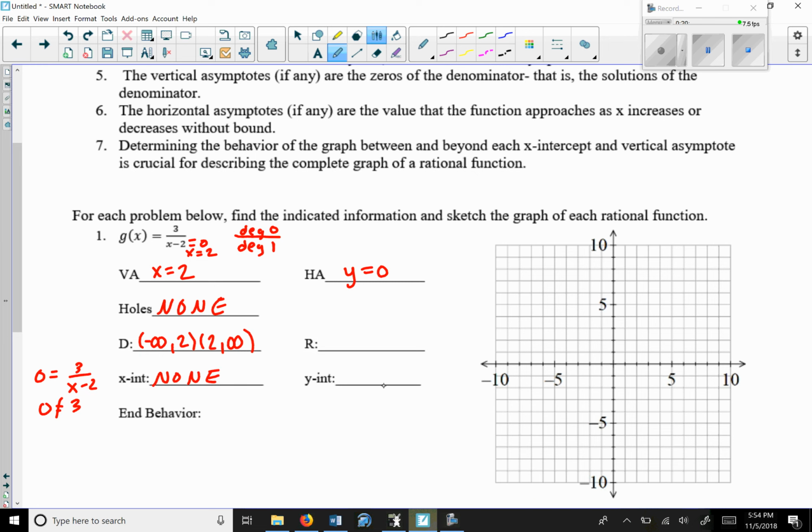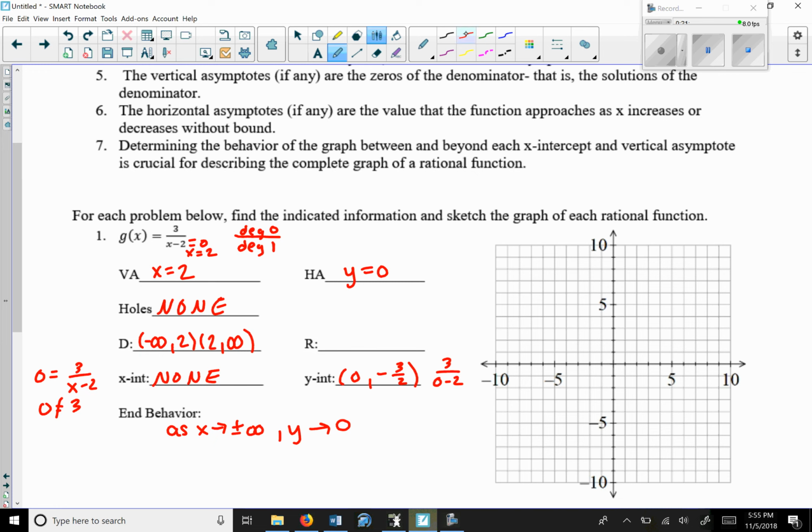My y-intercept is when I plug 0 in for x, so I have 3 over 0 minus 2, which is going to be negative 3 halves. So 0 and negative 3 halves. For my end behavior, I know before I even graph it, as x approaches plus or minus infinity, my y values, or f of x, are going to be approaching my horizontal asymptote, which is 0. Before we write the range, we're going to go ahead and look at the graph.